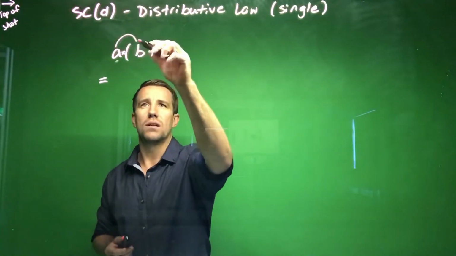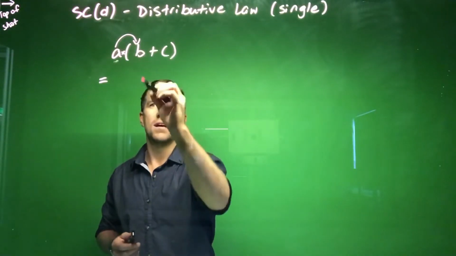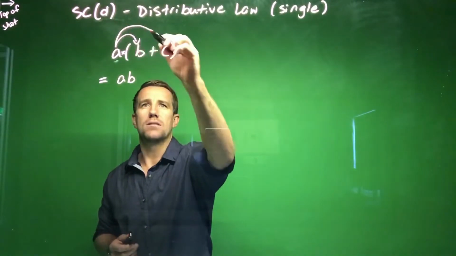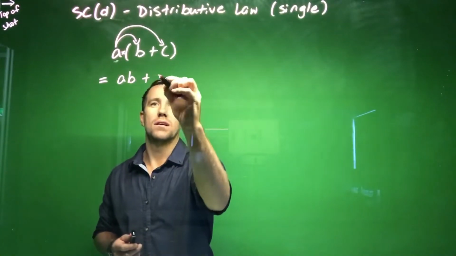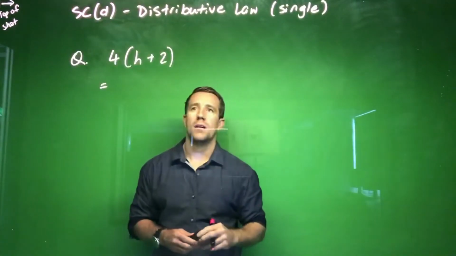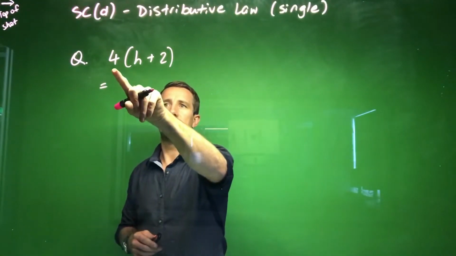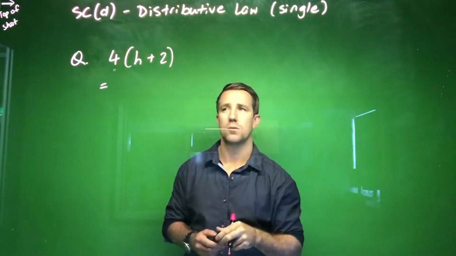To do so, we're going to take that term out the front and multiply it by the first term inside the brackets. A times B in this case gets AB, and then we take that first term outside and multiply it by the next term inside the brackets, which is A times C. So we get AC. Now the first question we're going to start with is where we have to expand 4 outside of H plus 2 using that distributive law that we just looked at.